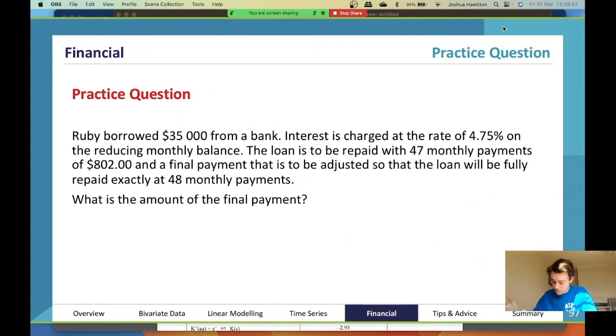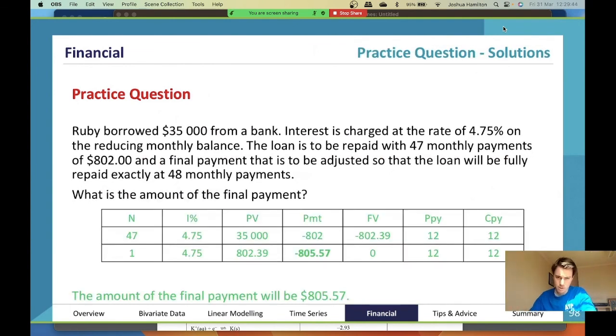So the way of going through this, I'm just going to show it on the page, is it's two steps. So the first step is to go, what do I owe after 47 months? So N is 47, I is 4.75, PV is 35,000, PMT is negative 802. And the future value is what am I finding? This is the one that will be left blank. And then you find it in your calculator. So CY and PY 12, you end up with this answer here.